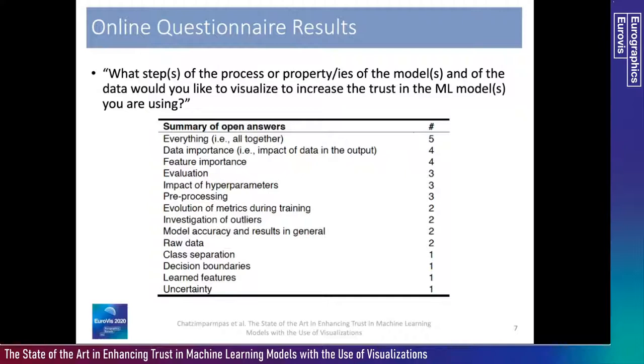We also allowed providing answers on open questions such as, which process steps of the machine learning models and/or properties of the data might be assisted by visualization for increasing the trust in those machine learning models? The most popular answers were everything, in other words, altogether, followed by data importance and feature importance. From all these answers, we were able to inform and update our multiple levels of trust.